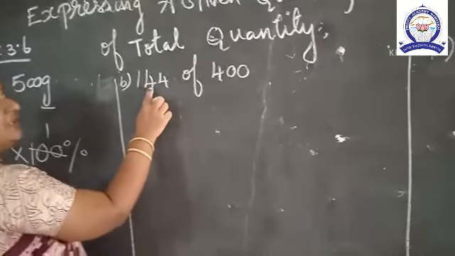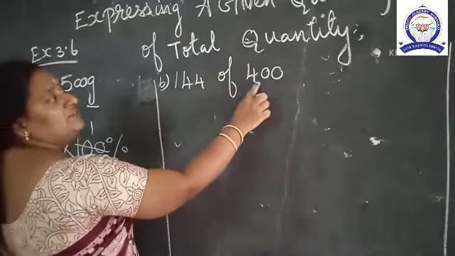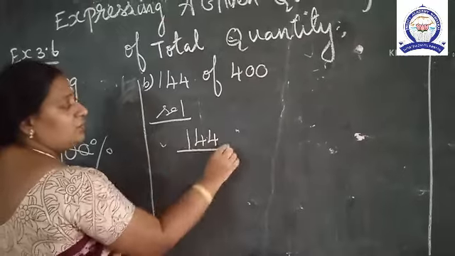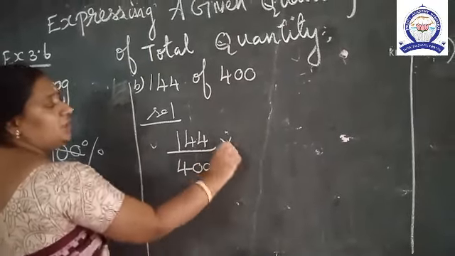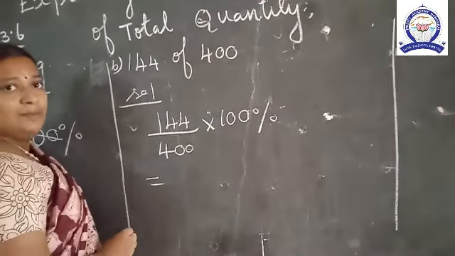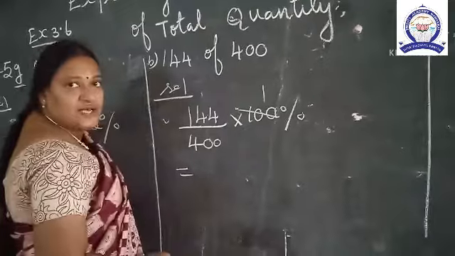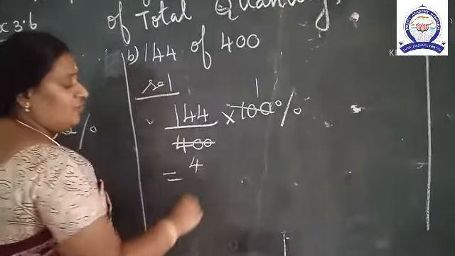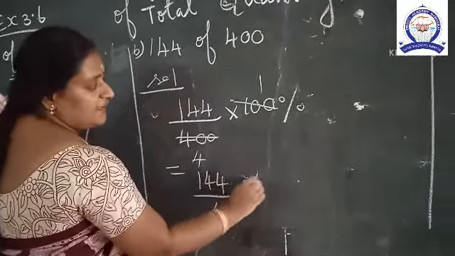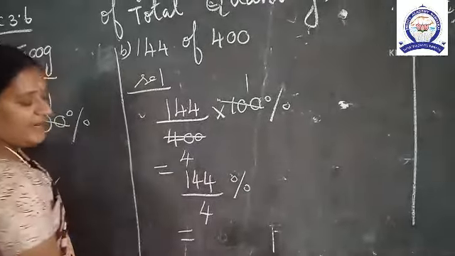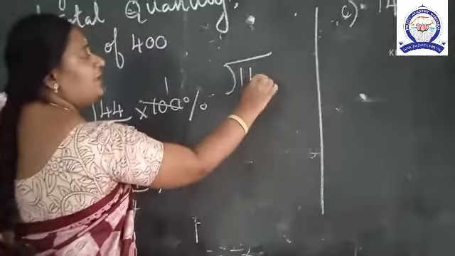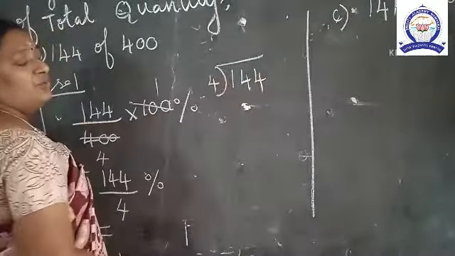See the second sum. What percentage of 144 of 400? So solution, first step என்ன பண்ணும் 144 out of 400 into 100 percentage. Now using multiplication tables again, 100 ones are 100, 100 fours are 400. So 144 divided by 4 percentage symbol appeared. Okay. Next you divide. How will you divide? 144 divided by 4.